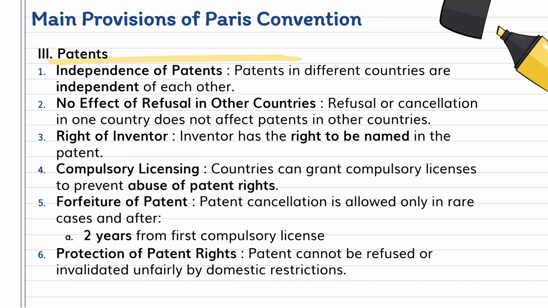See, let me conclude all these points. Patents are independent in each country. If rejected in one country, it does not affect others. The inventor has the right to be named. Governments can give a compulsory license to prevent misuse. For example, if a country does not supply medicine, the government allows others to produce it.